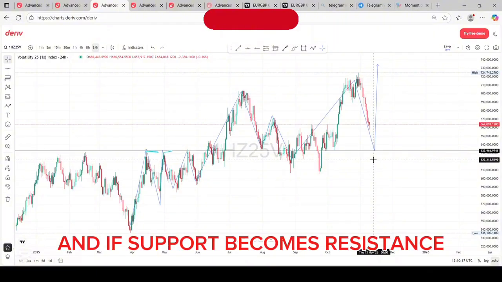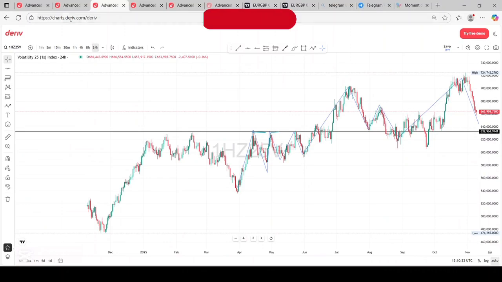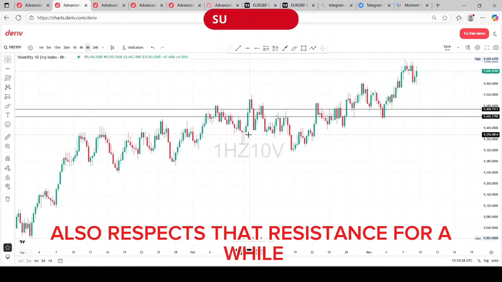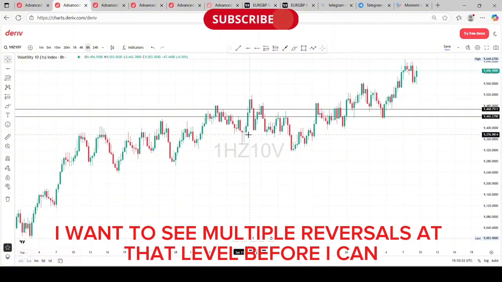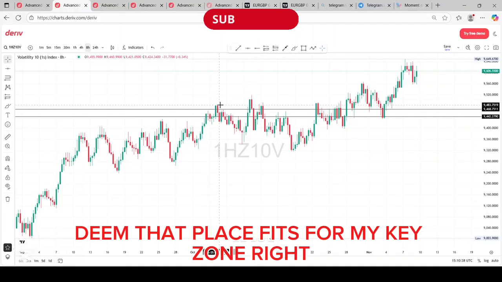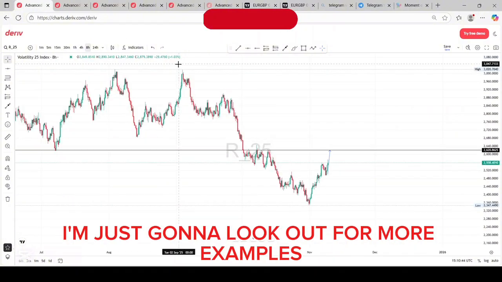And if support becomes resistance, I want to see that price consistently also respects that resistance for a while. I want to see multiple reversals at that level before I can deem that place fit for my key zone, right? I'm just going to look out for more examples.